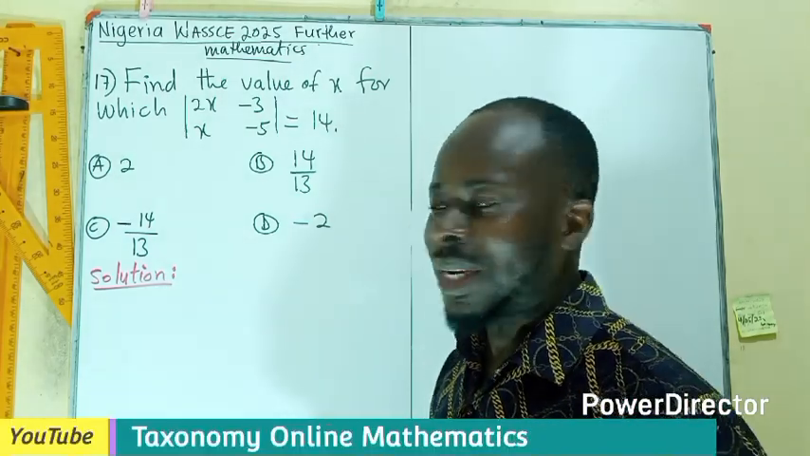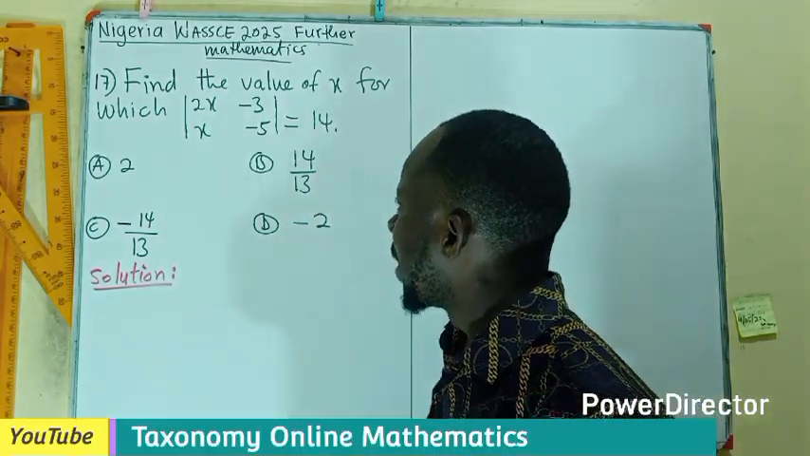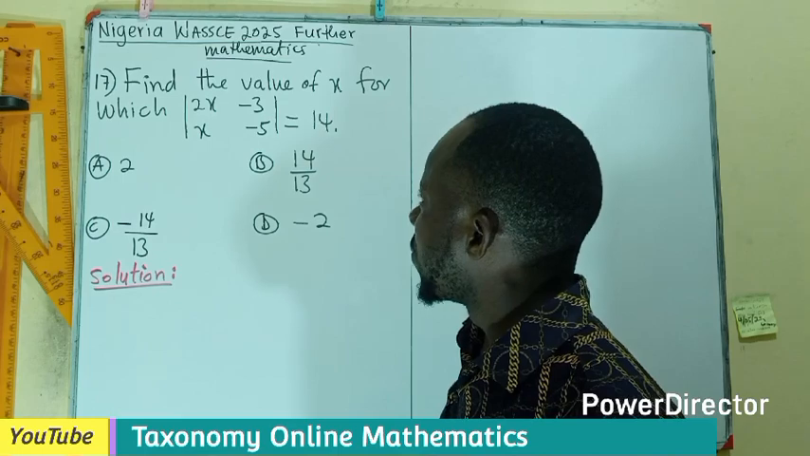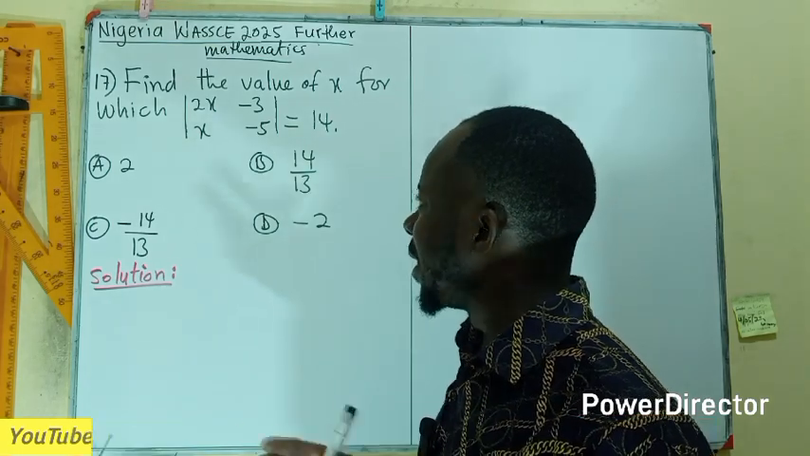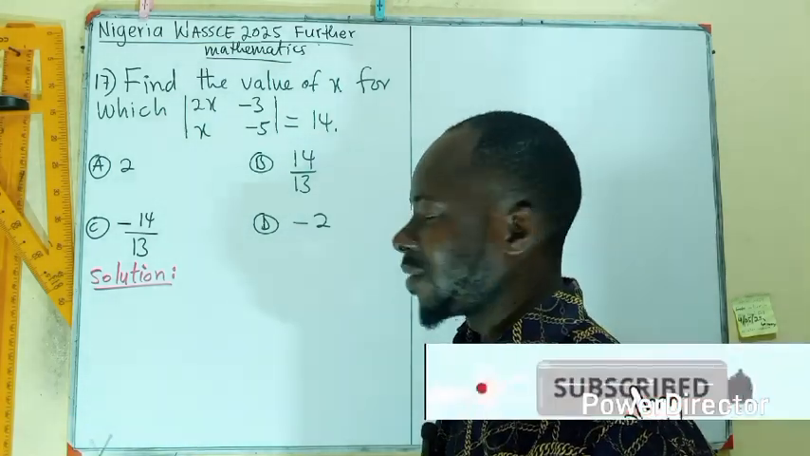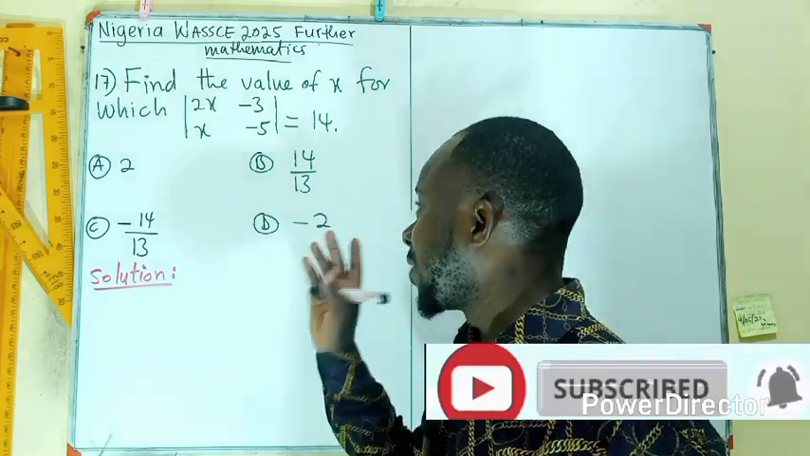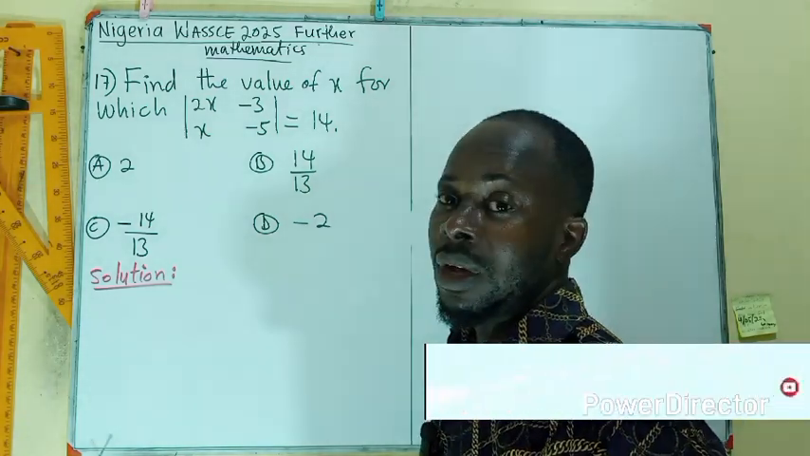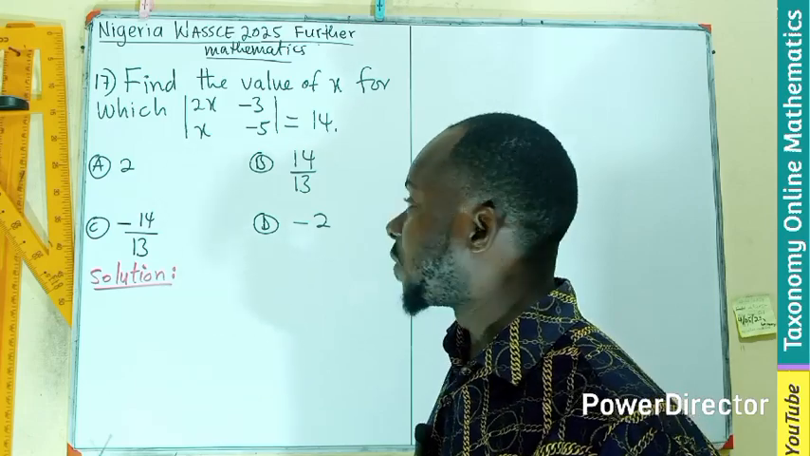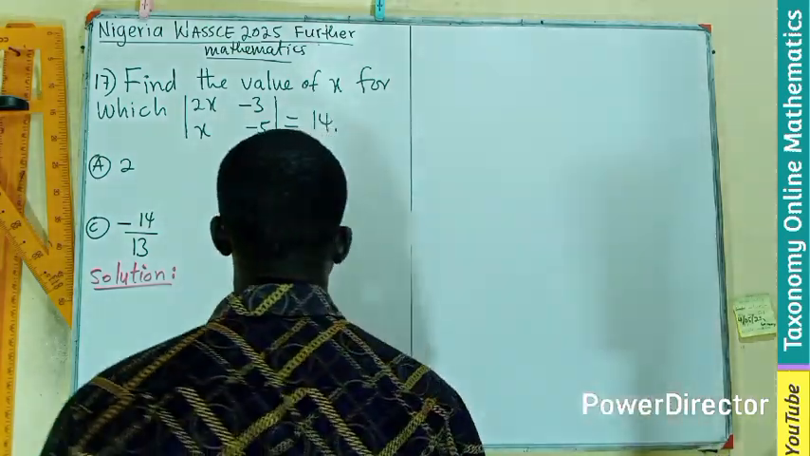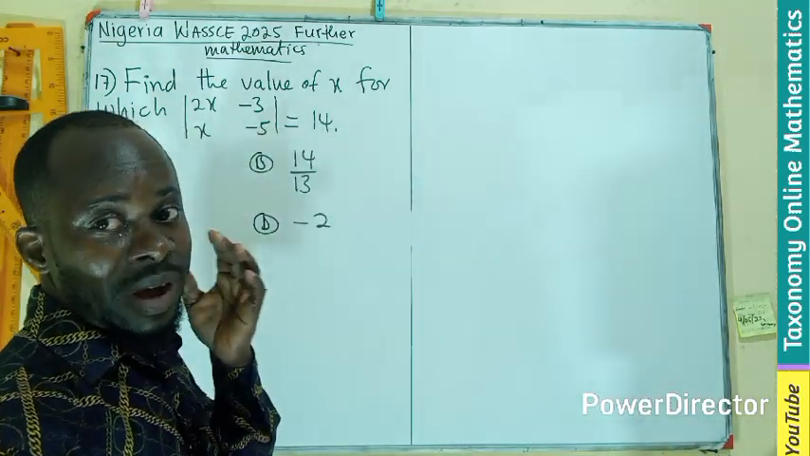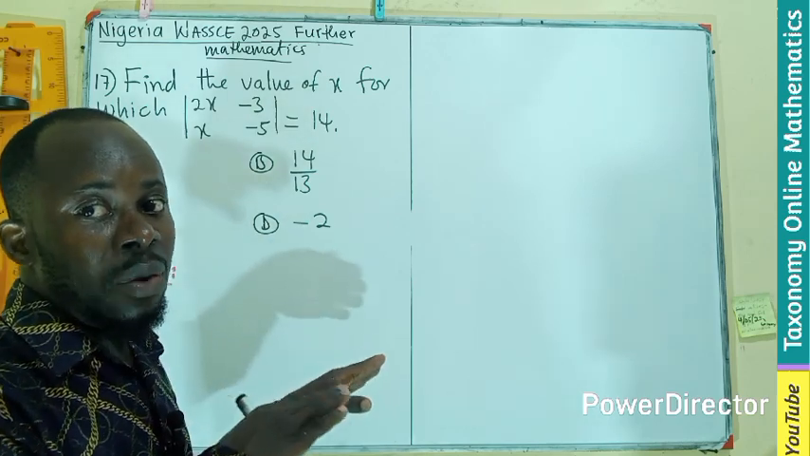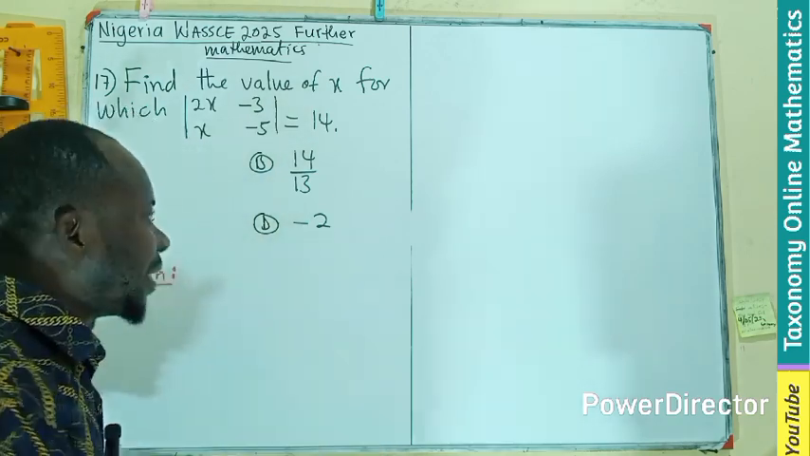Welcome. Question number 17. This will be on matrices. We are to find the value of x for which the determinant of 2x as the first entry, x minus 3 minus 5 will give us 14. So in order to find that, we know to find the determinant, we find the product of the leading diagonal minus the other diagonal.